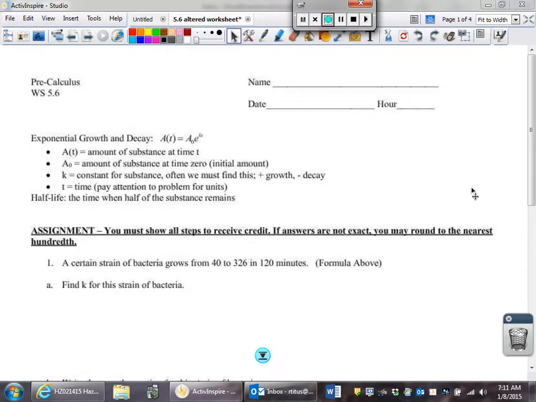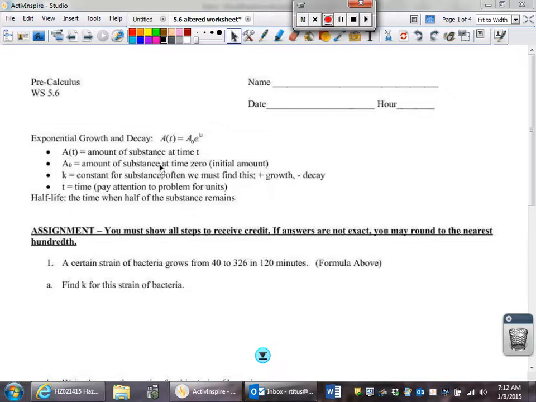Hi, in this video we're going to work the first page from worksheet 5.6. This is the growth and decay formula we're going to be using for this assignment. It actually changes into the PERT formula with money later on. But up in the exponent you have K and T. K is your rate, and K can be positive or negative depending on whether you are growing or decaying. Is your rate going up or is it going down?